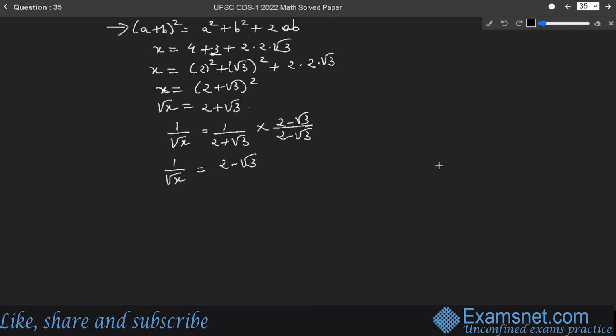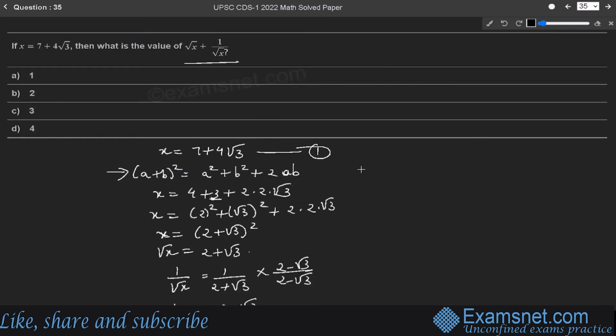Now writing the term which we have to find, which is 1 upon root x plus root x, is equals to 2 plus root 3 minus 2 minus root 3, which gives root x plus 1 upon root x is equals to 4. So therefore the correct answer for this given expression is 4. So the correct option is option number D, which is 4.